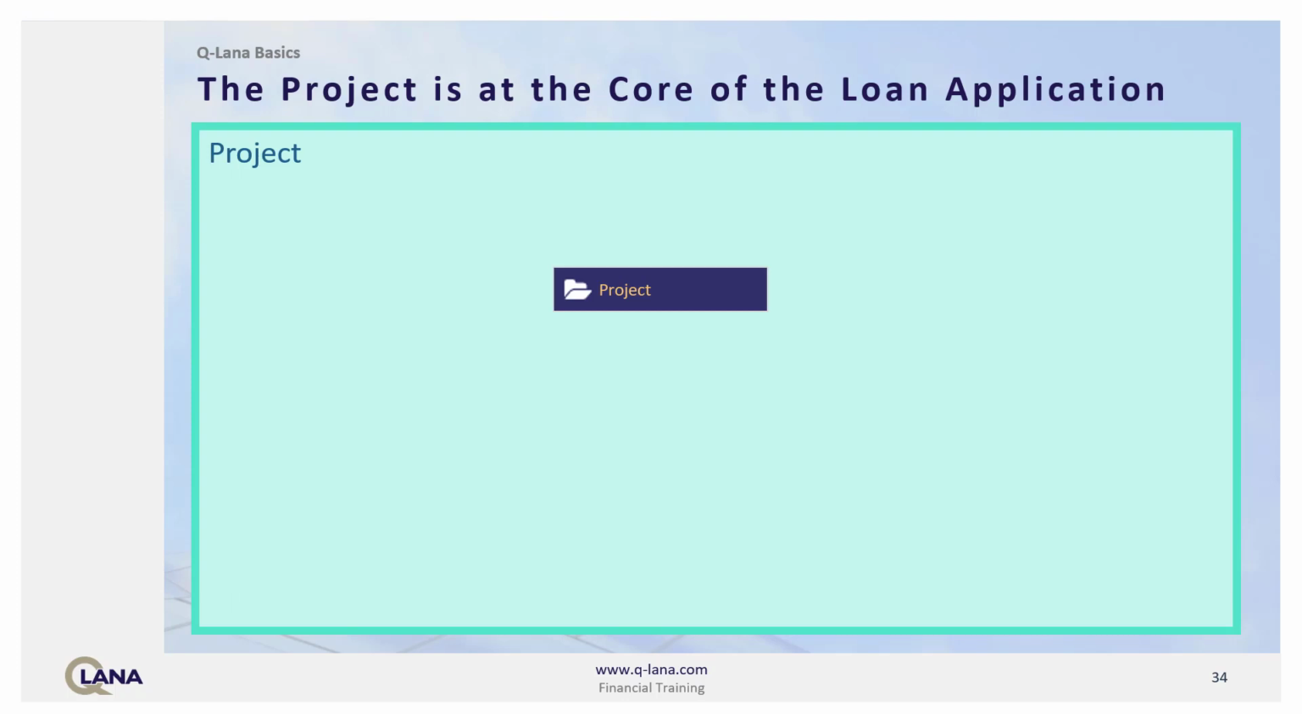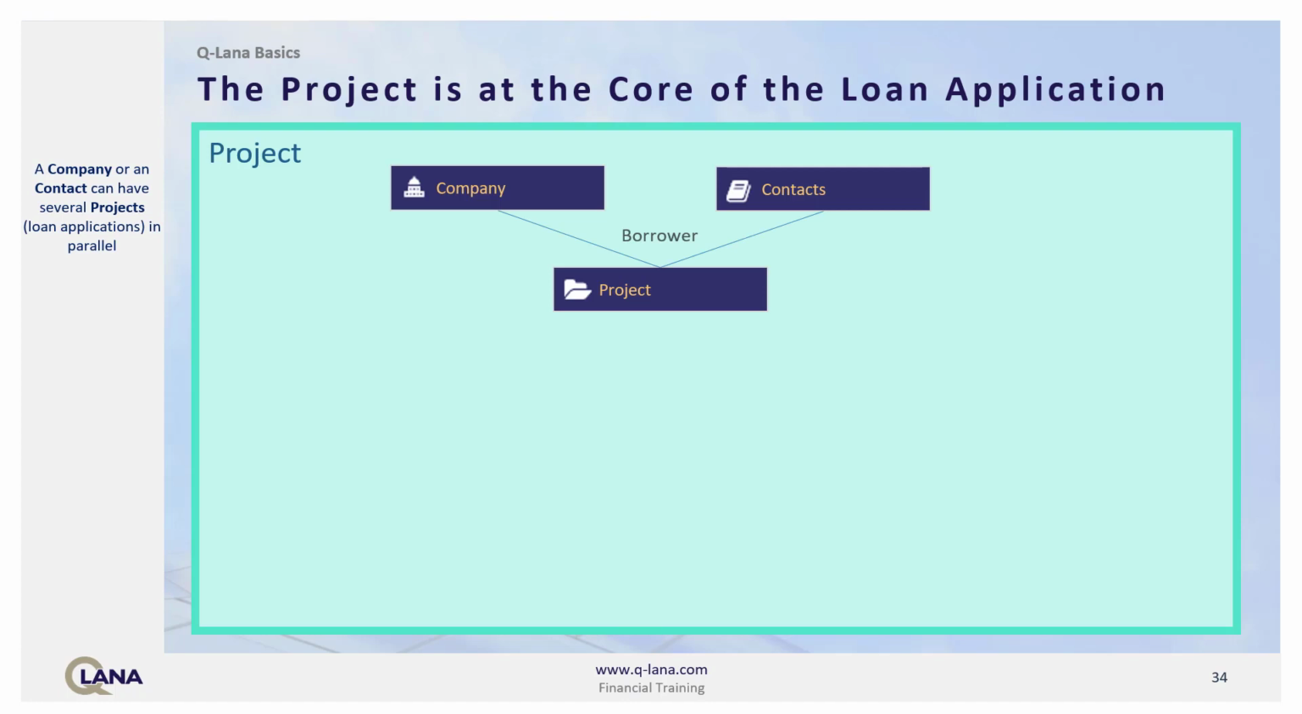We also like to show you how QLana processes information. At the core of the loan application is a project. This project reflects the whole lending process and is associated with the borrower, for example, a company or a contact. You can also have multiple borrowers. In the same way, companies and contacts can have several projects.